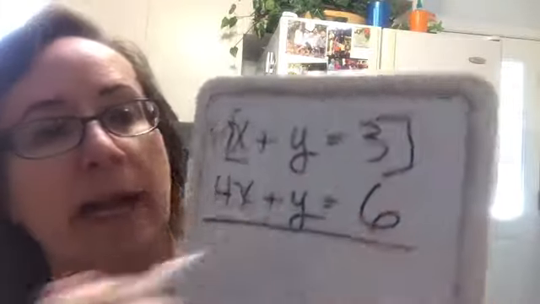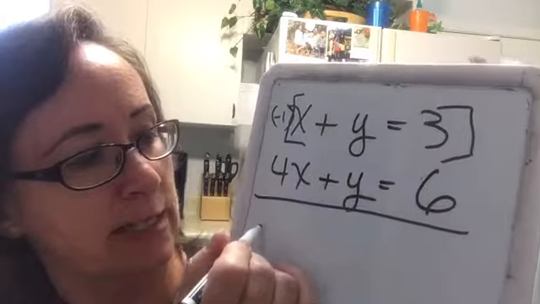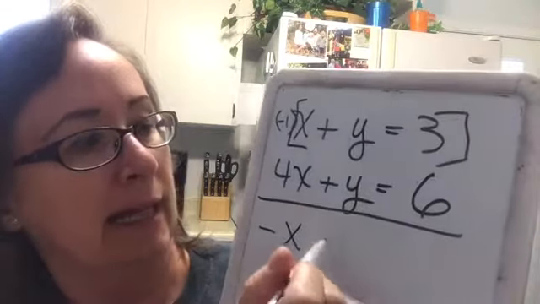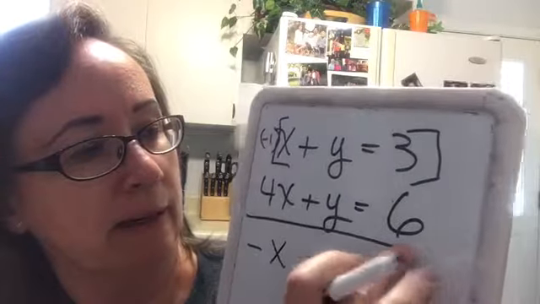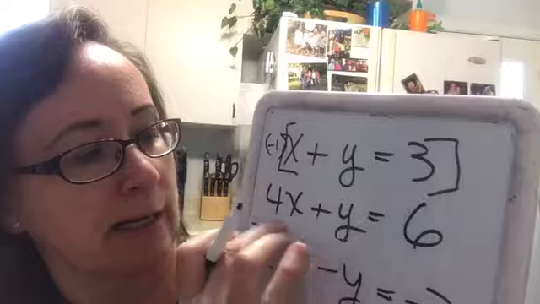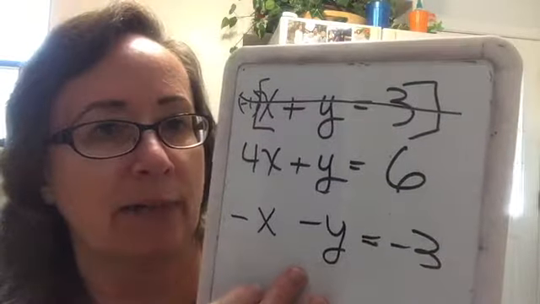Because we're going to multiply negative 1 all the way across, and we're just going to change the signs. Negative x and negative y equals negative 3. So this is not a division sign here. I'm done with this one because I just multiplied it and I have it down here again.